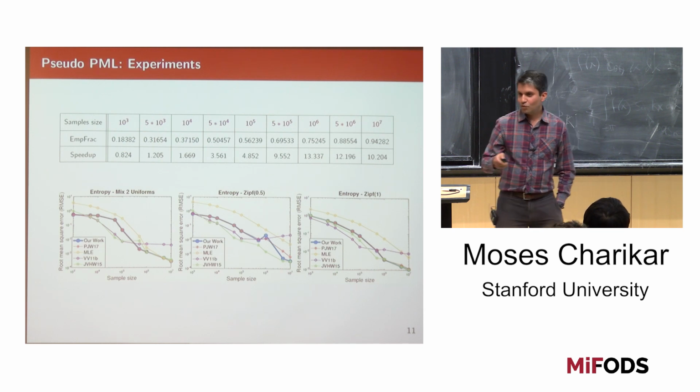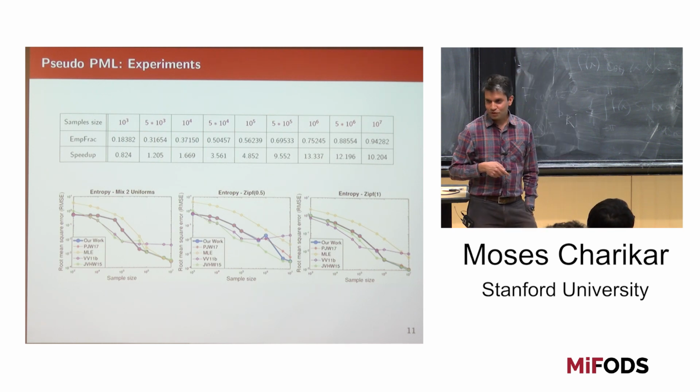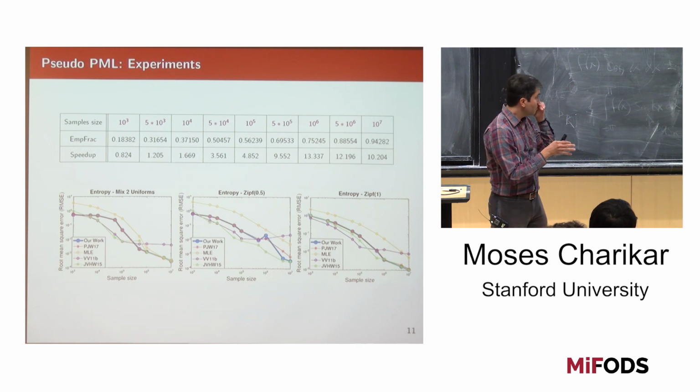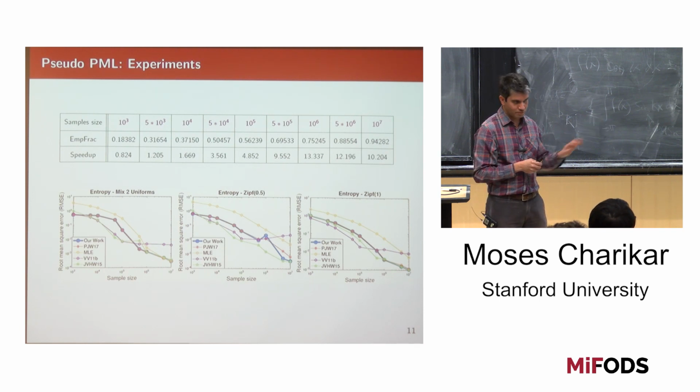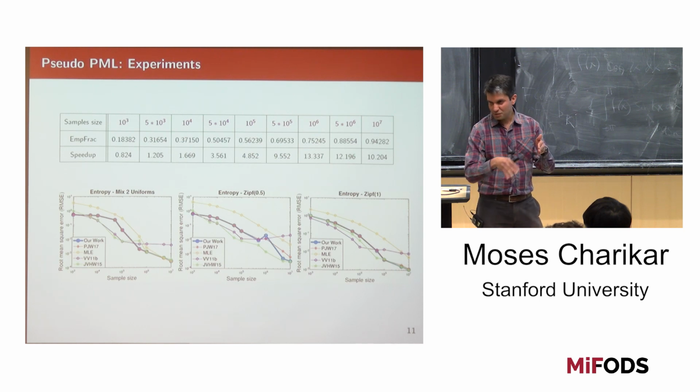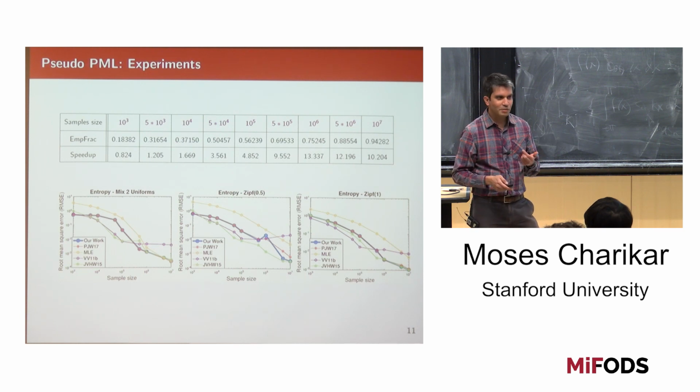Okay? So let me explain what's going on in this plot. So I said, here's what we're going to do. Let's say we're trying to estimate entropy. These are all for entropy. So we're estimating entropy. We're going to have a cutoff. For the very high frequencies, we're going to use the empirical estimate. For the low frequencies, we're going to use PML. Okay? Now which PML estimator do you use?